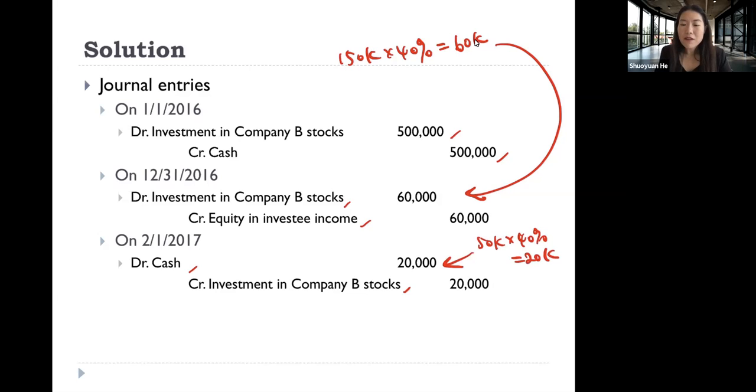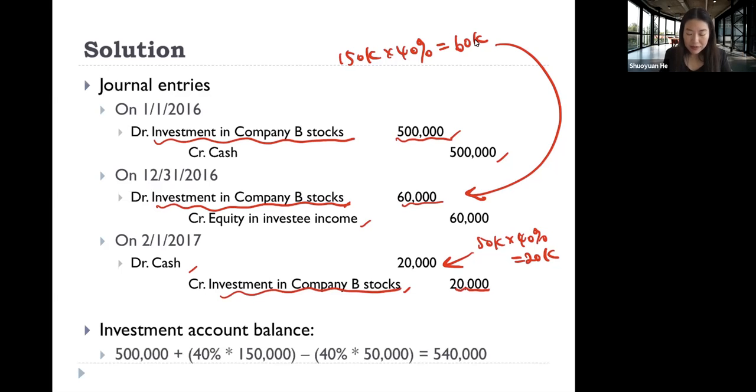So what is the balance of company A's investment account at February 1st? As you can see here, the investment account begins with a balance of 500,000, and then it is increased by company B's net income recognized by company A for 60,000, and it is decreased by the dividend paid out by company B. So the ending balance for the investment account is 540,000: 500,000 plus 60 minus 20. So this is the example.